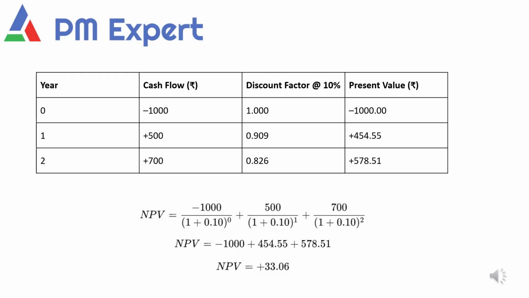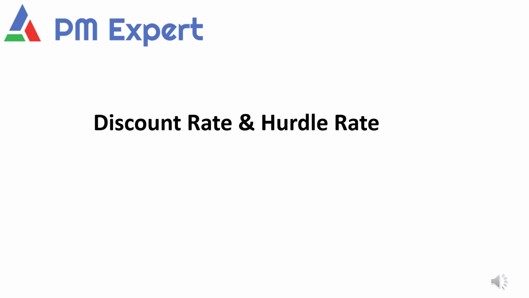In year 2, rupees 700 comes in. 2 years later means divided by 1.1 squared, which is equal to 1.21. That gives us rupees 578.51 today. Now we add them all up, which is minus 1000 plus 454.55 plus 578.51, and that gives us plus 33.06.